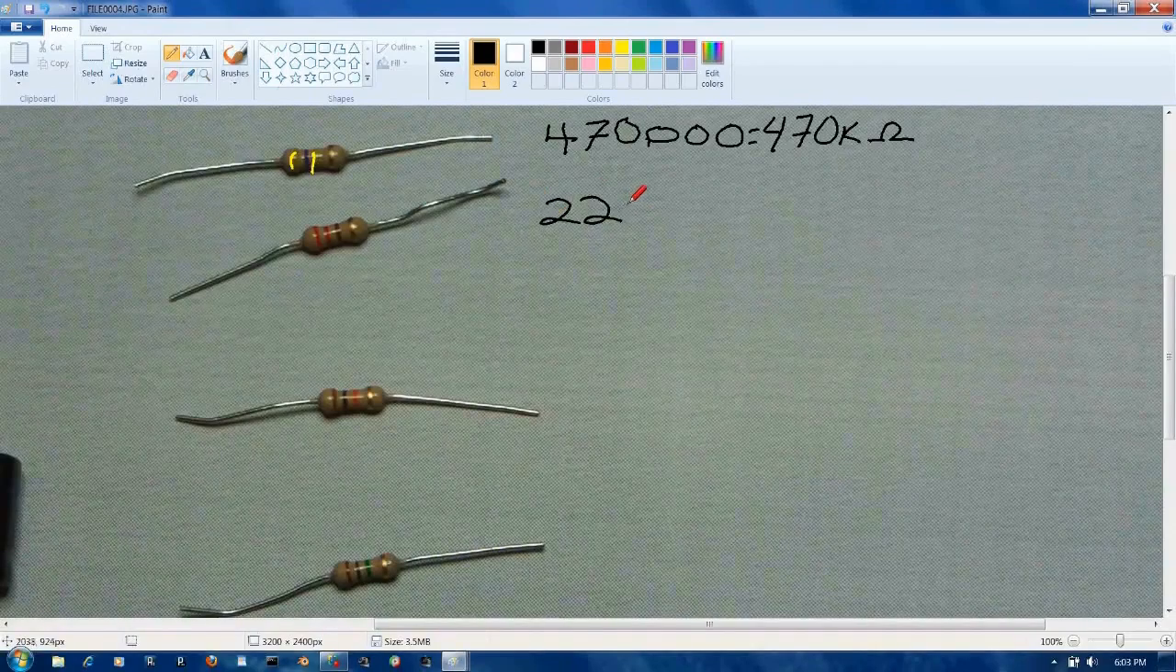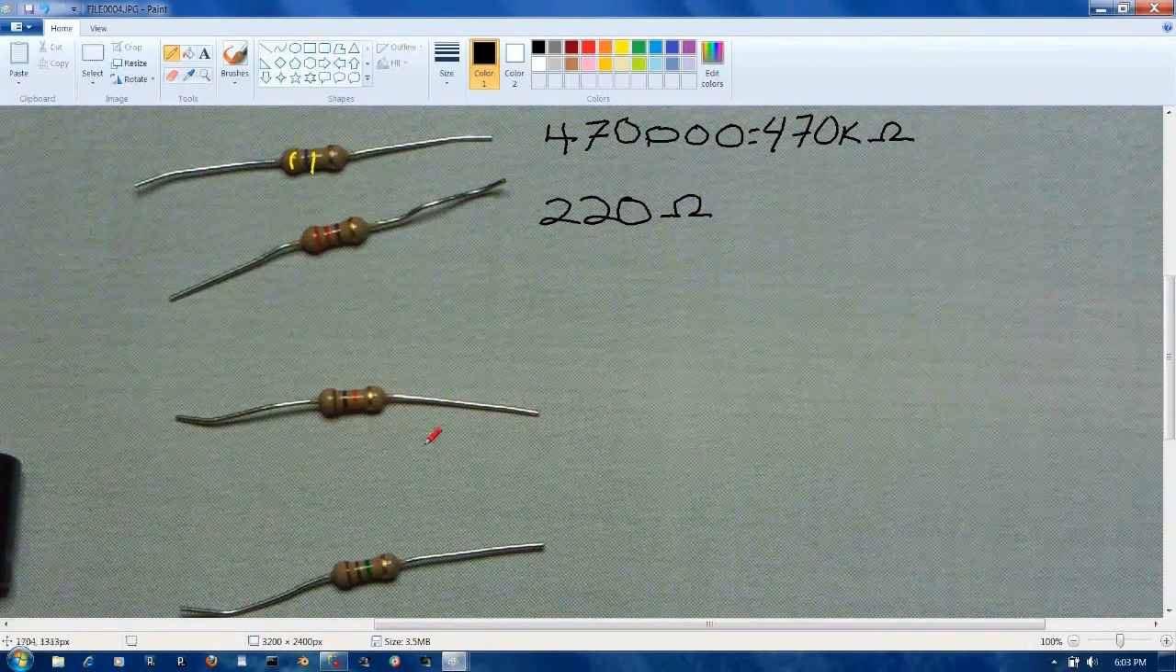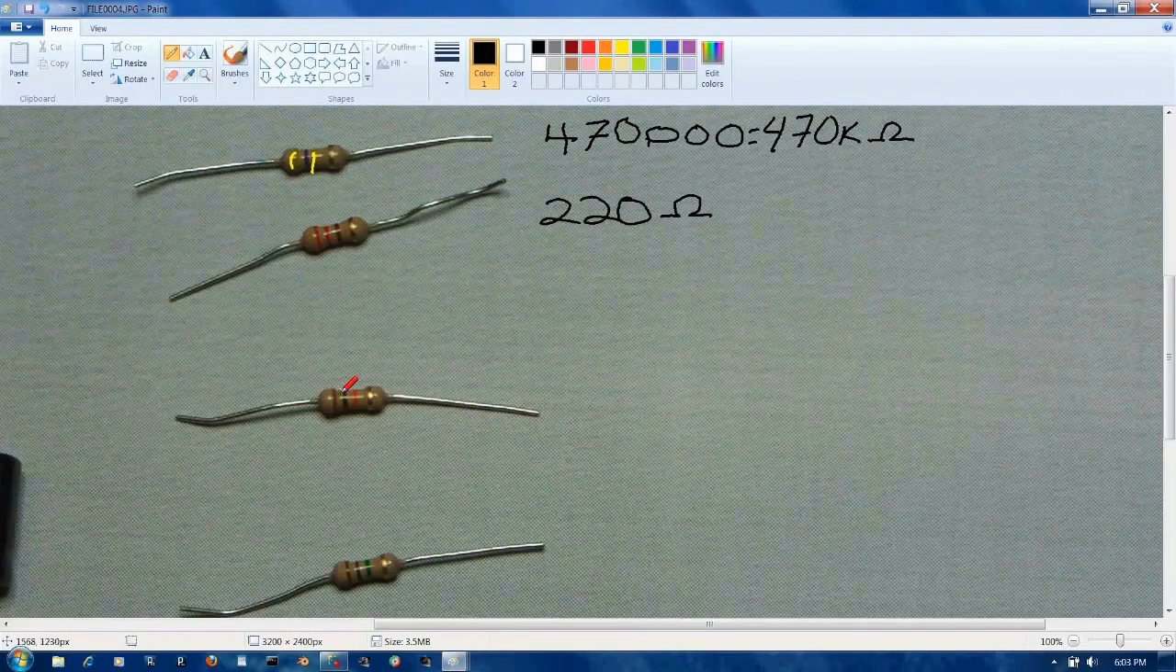22 times 10 is 220 ohms. No K, no M after that. So this is a 220 ohms resistor. Now we have brown, black, orange. Sometimes I'll get confused and I'll add a number instead of the multiplier, but that happens. And I actually always test all my resistors just to make sure before I put them into a circuit. I test it on the multimeter.